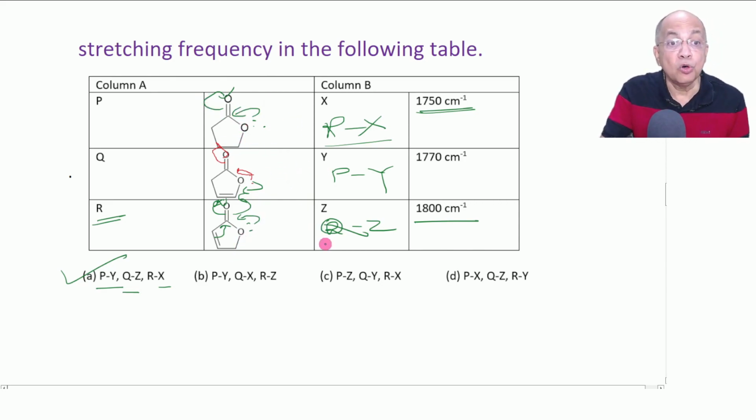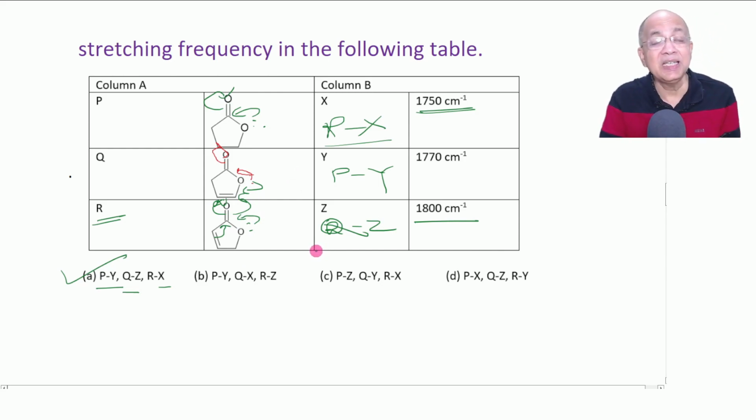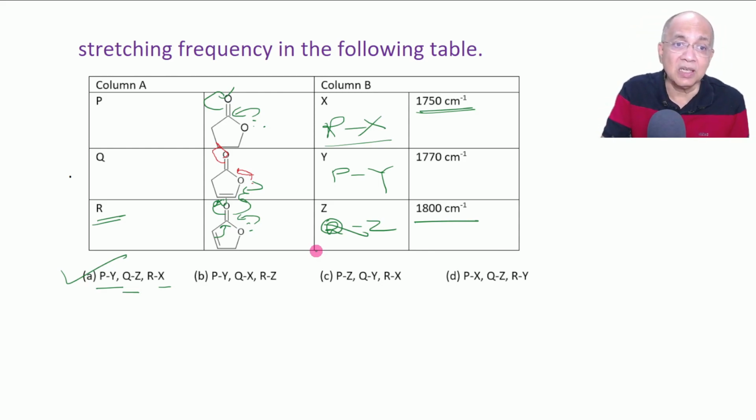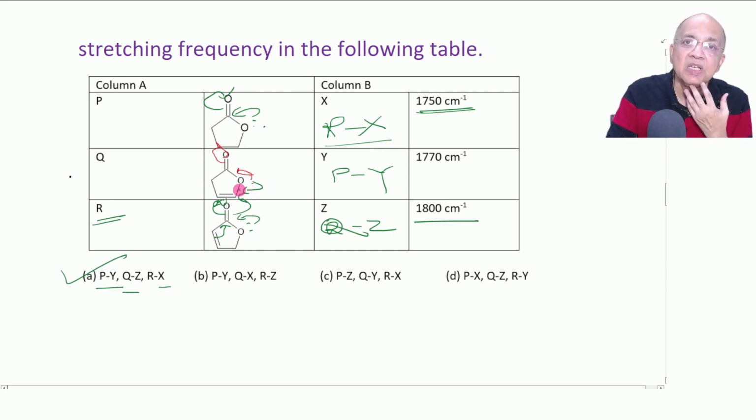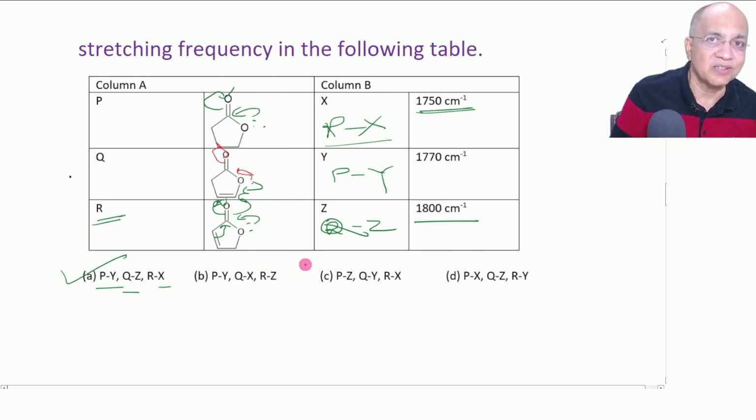And most importantly, conjugation is not the hallmark of esters. It is the minus I effect which is more dominant here to make it 1760, 1750, 1780, like that. But for comparison purposes, we have to take the resonance into account and finalize that the maximum one is this one, the minimum one is this one, and the other is intermediate.